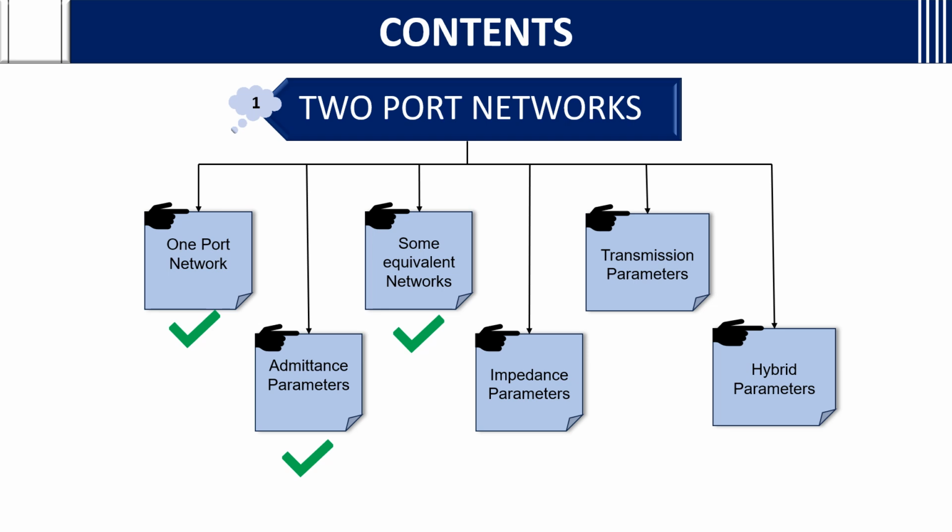We have already seen in module 1 and the first chapter, two port networks. For one port network, there is a video already uploaded, and admittance parameters and some equivalent networks are also uploaded. Today we will see impedance parameters, its theory, some concepts and problems.